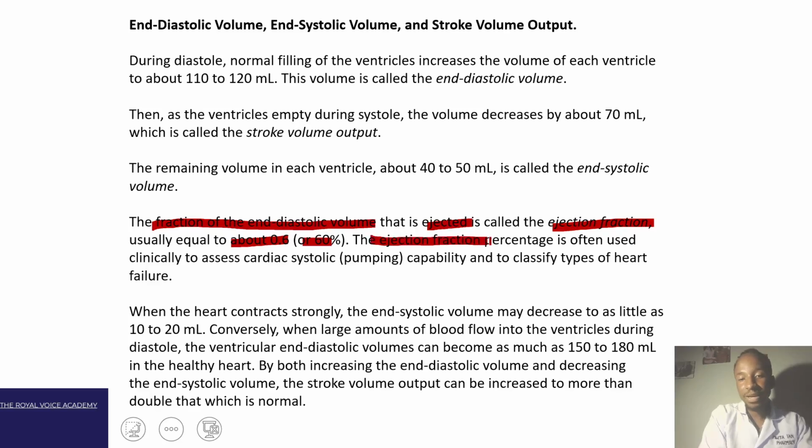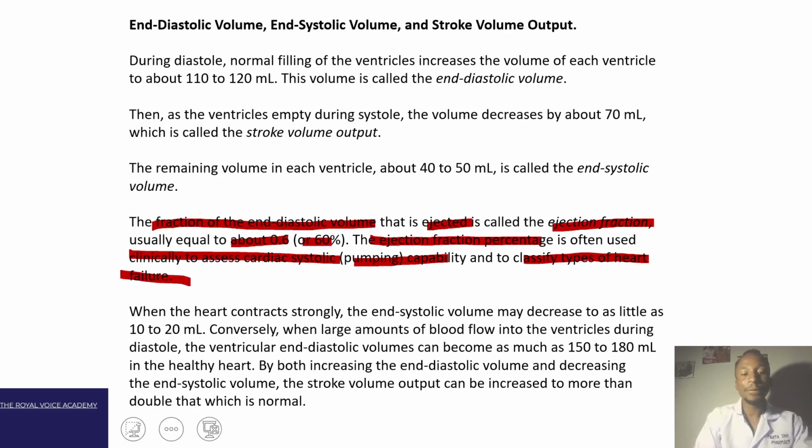The ejection fraction percentage is often used clinically to assess cardiac systolic or pumping capability and to classify types of cardiac failure. So what I want you to understand is the ejection fraction is similar to the stroke volume output because that is now 60 to 70%. But the ejection fraction is a percentage. The stroke volume output is a volume.